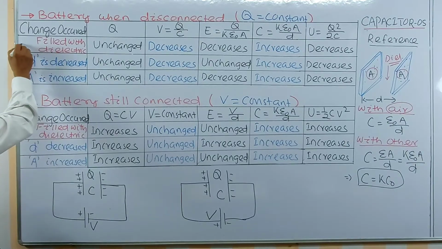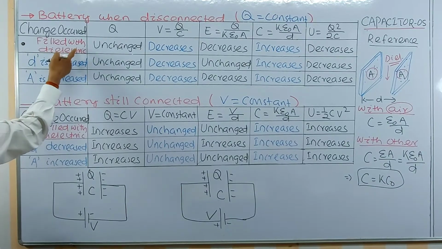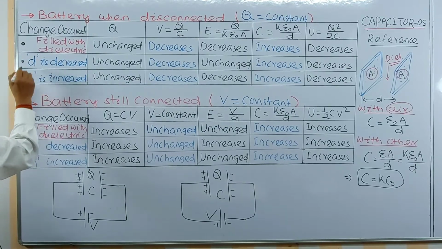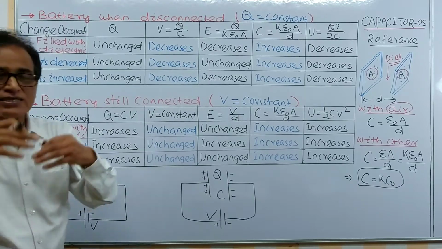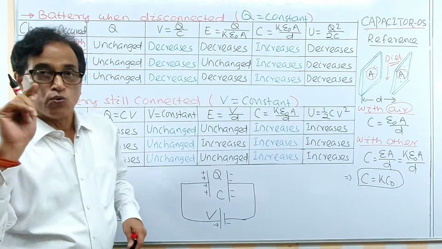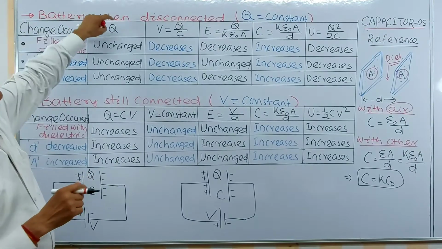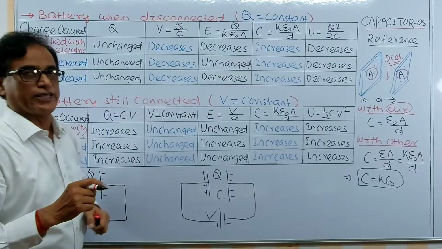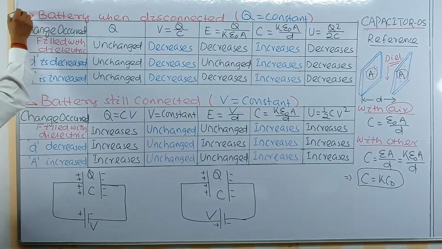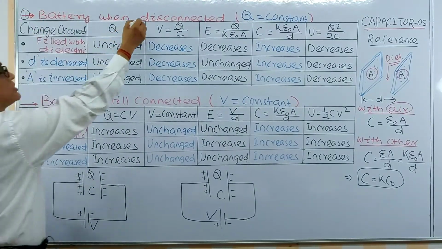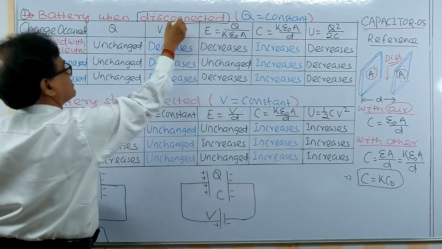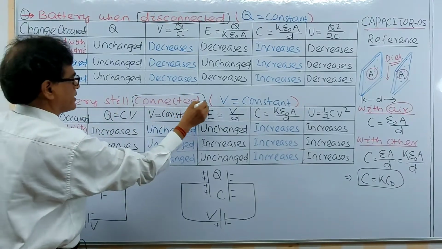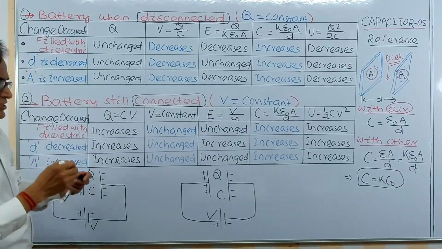One, filled with dielectric, another D is decreased, A is increased. In all the three cases, capacitance of the capacitor increases. With this, what happens when the battery is disconnected, and second is when the battery is still connected. This is the first case, when the battery is disconnected after charging, and here in case 2 I have considered the battery still connected during the charging process.